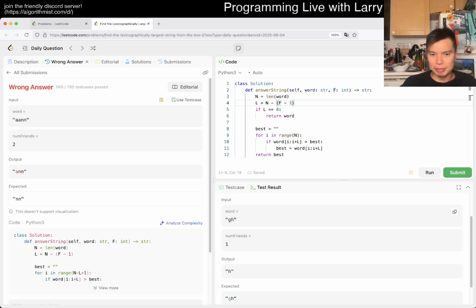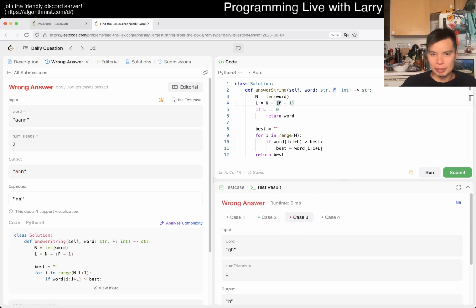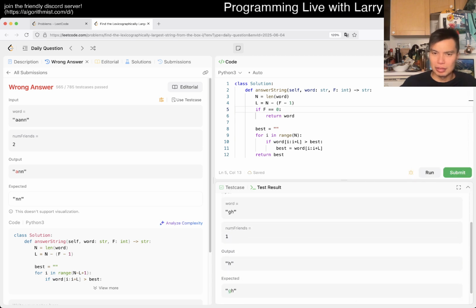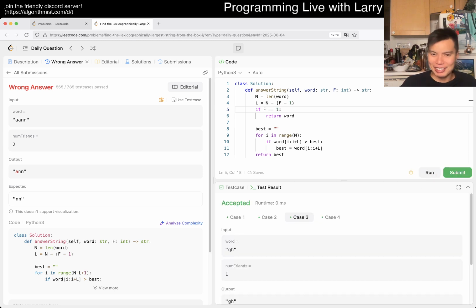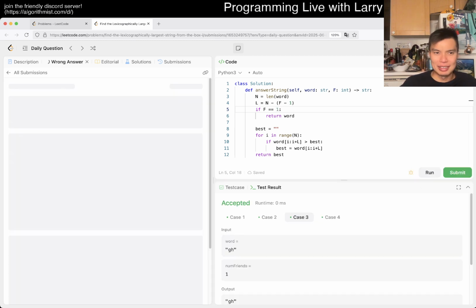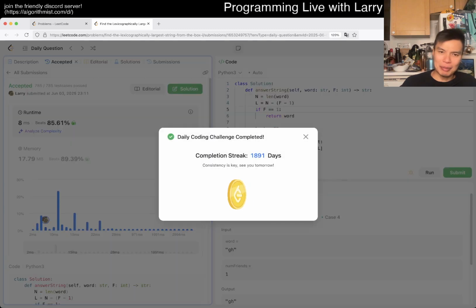But this is if F is equal to 0, not L. Oh, it's F equal to 1. What am I doing? Sorry, friends. I'm looking, and I'm not even distracted, but... Alright. Just a couple of silly mistakes.